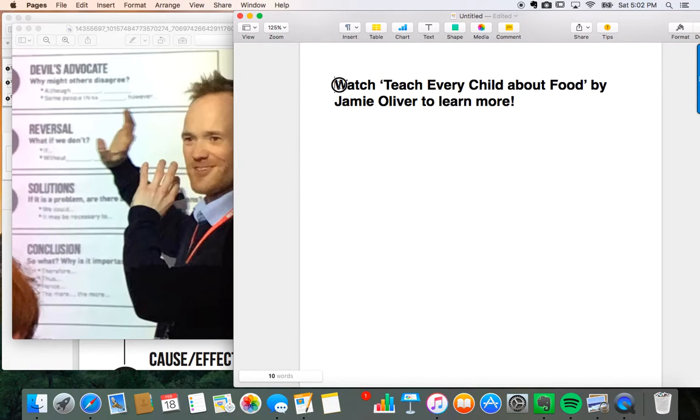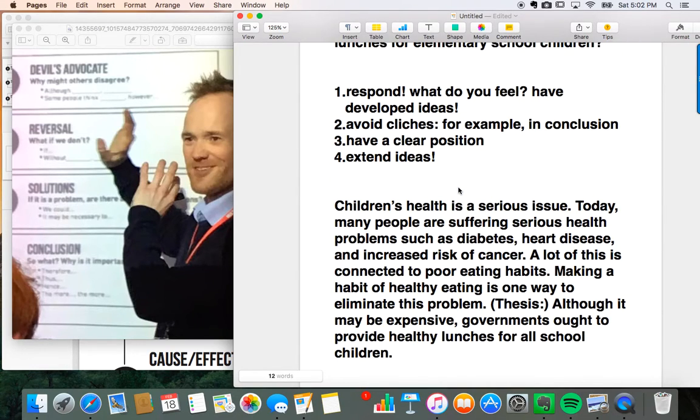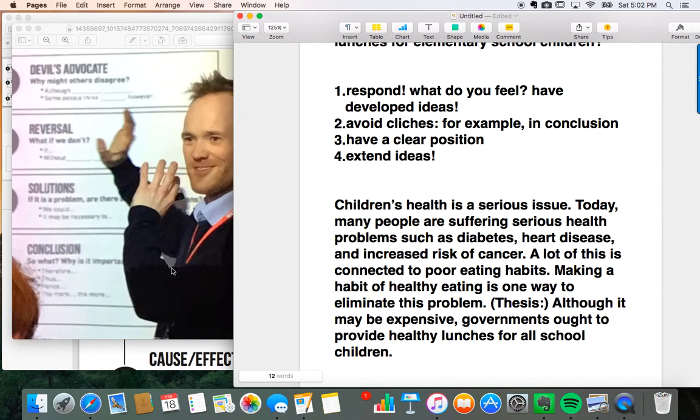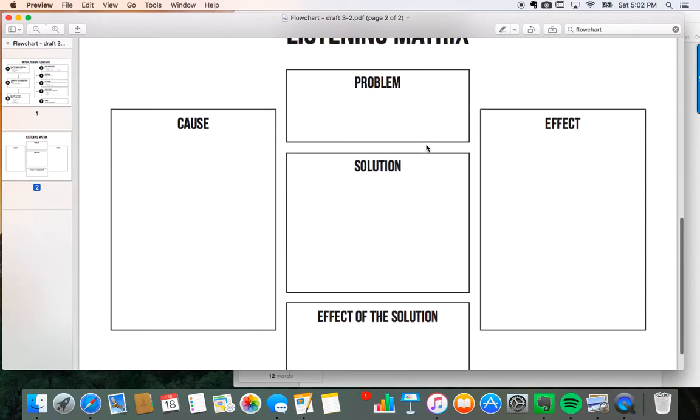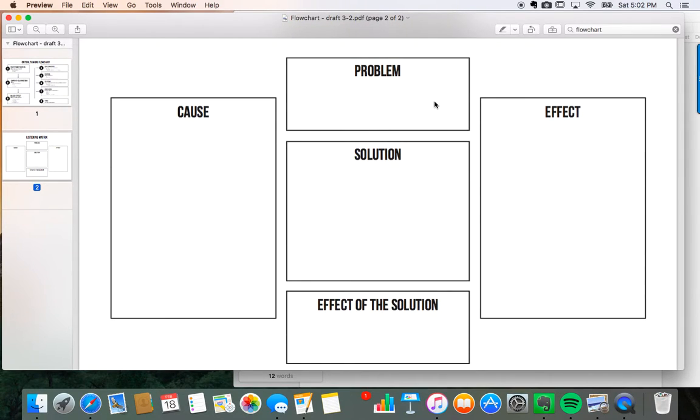Learn. This is a great talk by Jamie Oliver. I've referenced it in other videos. Watch it. Learn. It's very interesting. Now, if you watch it and learn, don't worry if you don't understand everything. Just try to understand the main problem he is talking about: children's health, obesity. He talks about what causes the problem. He talks about the effect of the problem. He talks about solutions. Just learn.